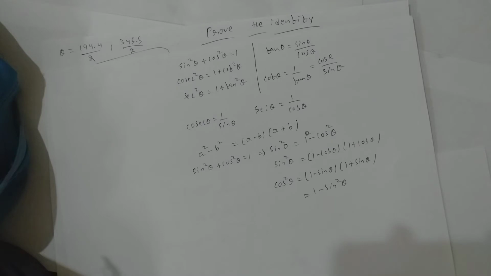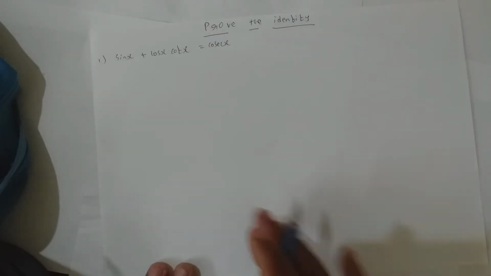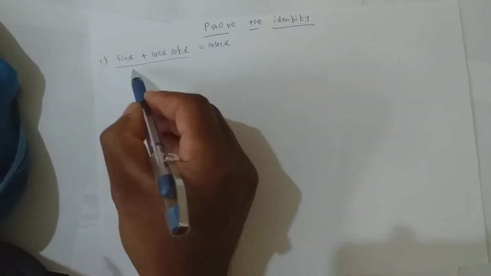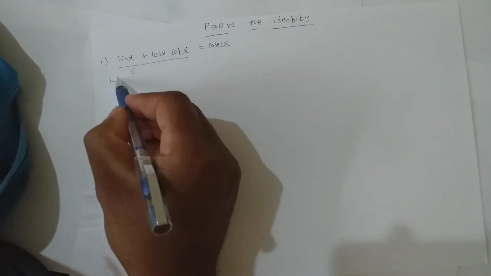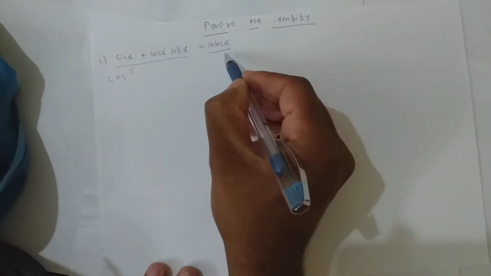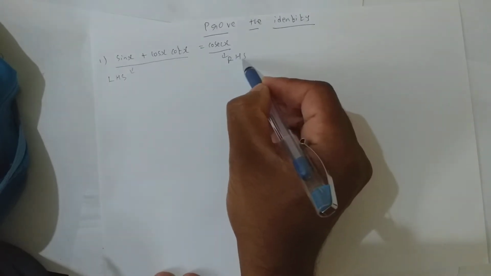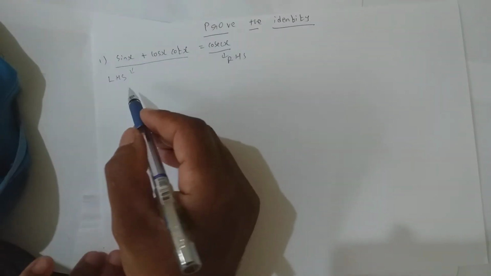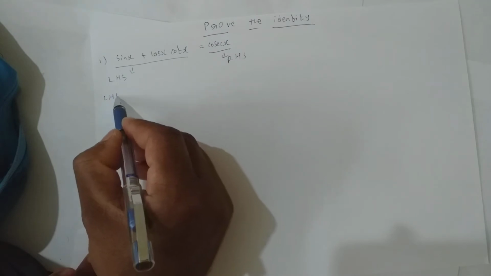Am I clear? Let us look at sums now. Let us look at the first sum. Sin x plus cos x into cot x equal to cosecant x, you need to prove. This side of our hand is called the left hand side, and this one is called the right hand side. So in short we write LHS and RHS. Clear so far? So now I take LHS and simplify.